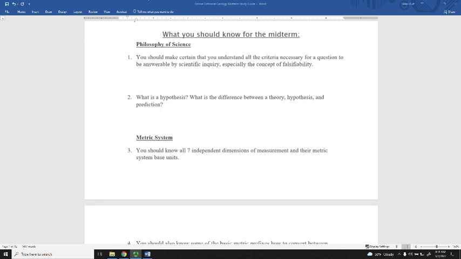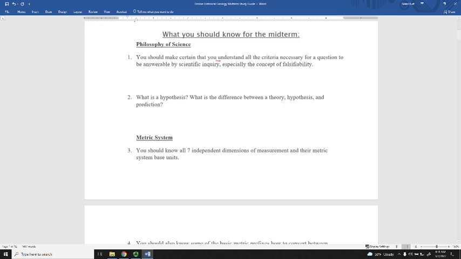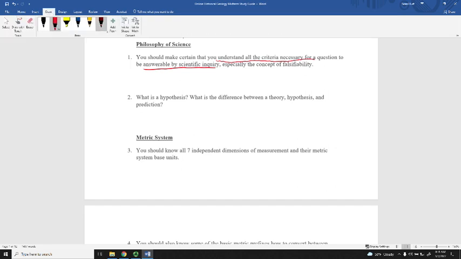So the main thing I wanted to get across to you with philosophy of science is you should be able to understand where science starts and where it ends. So what kind of subjects are valid subjects of scientific inquiry and which are not. That's the main thing I wanted to communicate to you with this lecture. So you should be able to understand and mention all the criteria necessary for a question to be answerable by science. Okay. Now you might ask, well, what on earth are you talking about?